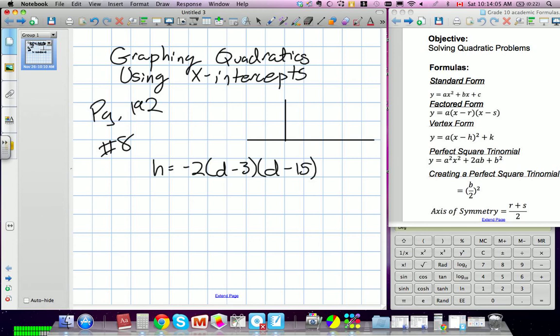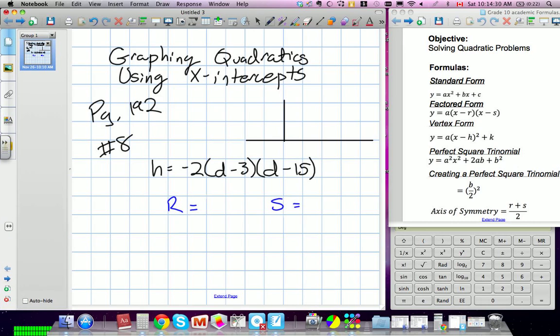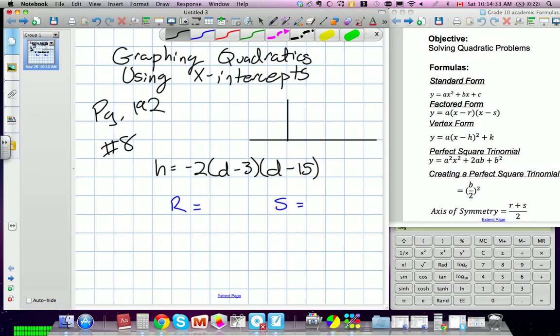Now, if they want us to sketch it, we have to figure out what our R and our S are, what our x-intercepts are. Can you tell by looking at this what the x-intercepts are going to be? So we're going to have our R and an S. Is it going to be 3 or -3? Let me show you a trick here. Technically, what we're supposed to do... Wait, isn't it always the opposite? Yeah, kind of. Unless there's a number in front of the variable, we're just going to use the opposite of what the number's in there.